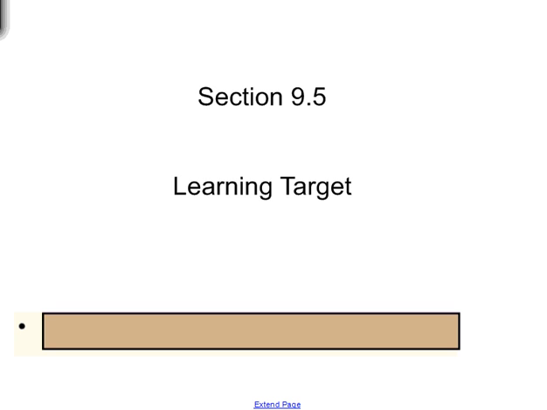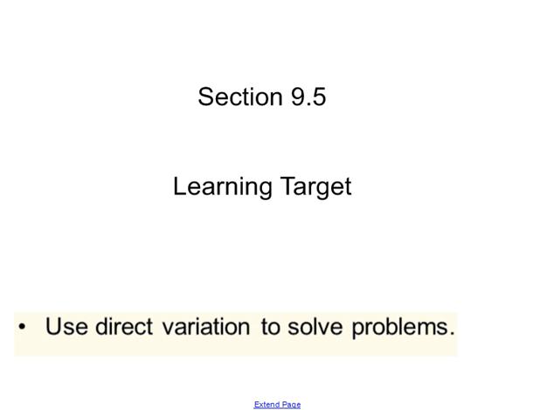Beginning our review video for Chapter 9, Section 5. So that's Section 9.5. As always, we start with our learning target. Our learning target for today is to use direct variation to solve problems.